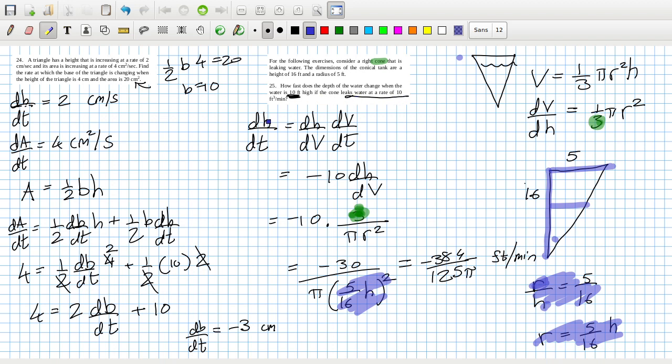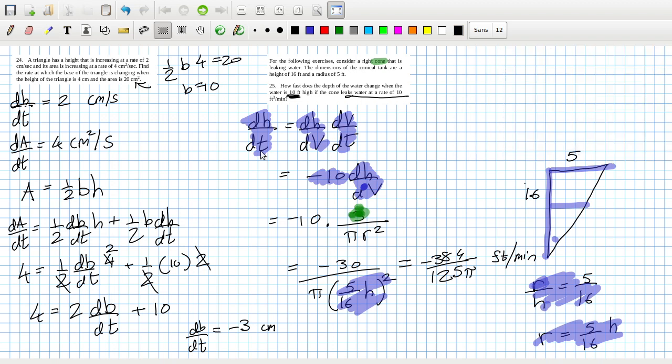So they want how fast the depth of the water changes when the water is 10 feet high. So they want dH/dt, which is dH/dV times dV/dt. So that will be minus 10. And then dH/dV. I suppose the only problem though is with the dV/dH. Perhaps because the R and H variables are linked, they're not independent. Perhaps this is where the problem has crept in.